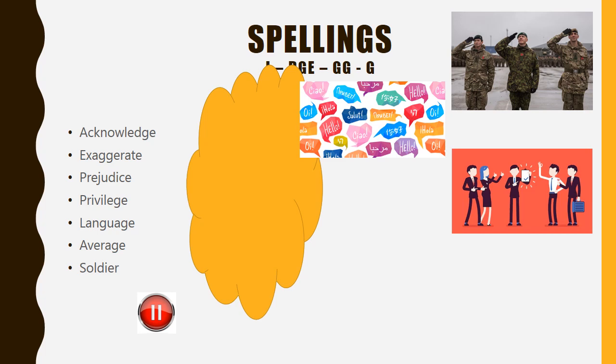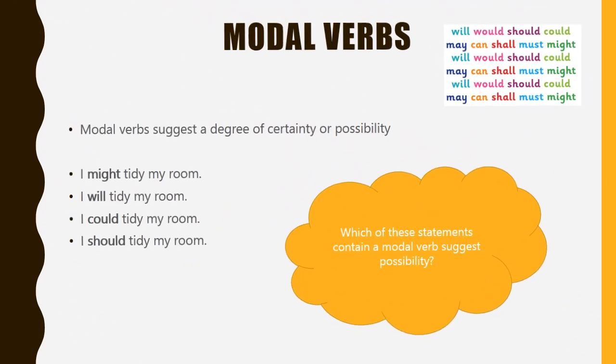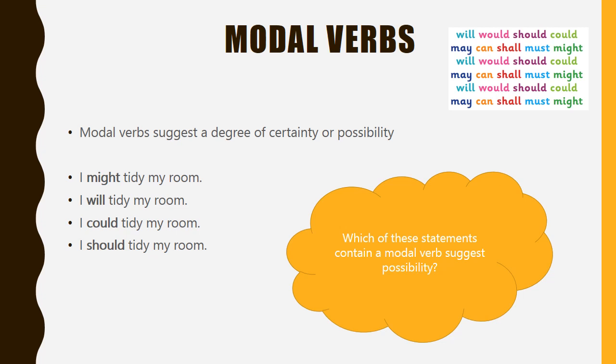We're going to go on to modal verbs. So a modal verb tells us whether something is definitely going to happen or whether something may happen or definitely not happen. So modal verbs could be will, would, should, could, may, can, shall, must, might. All of those are examples of modal verbs.